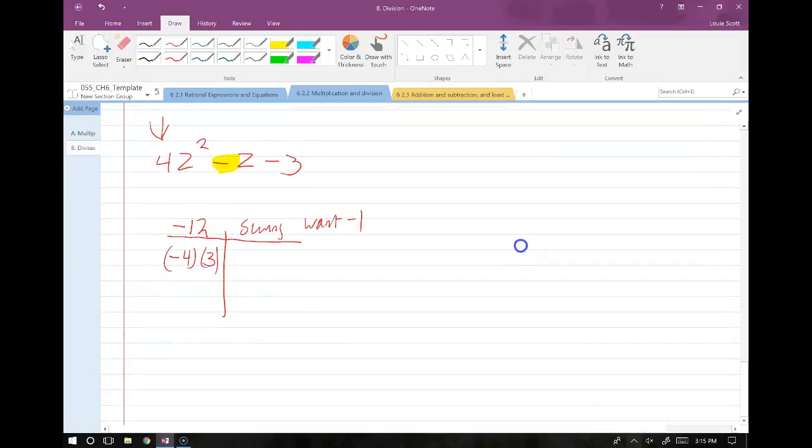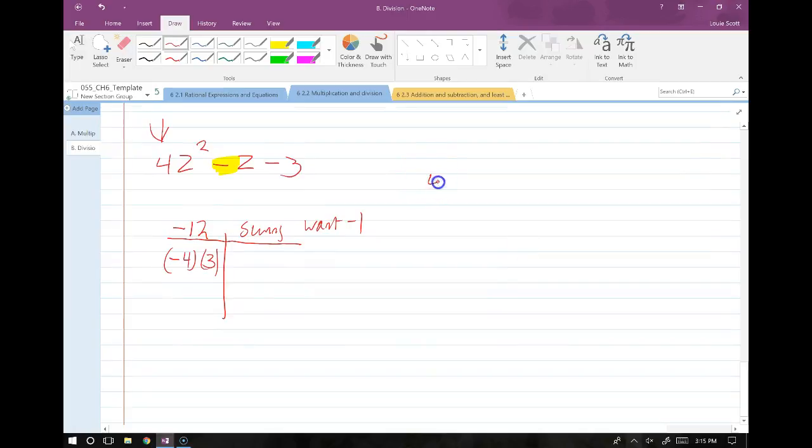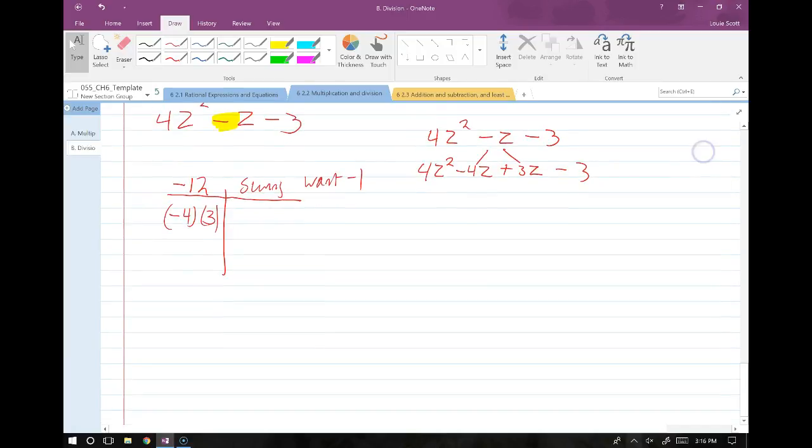So here is sort of the key to this. This is the part that we forget a lot. This is the part where we split up that middle term, negative z. It splits up into negative 4z and a positive 3z minus 3. And then we factor by grouping.